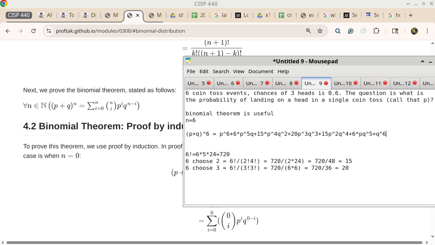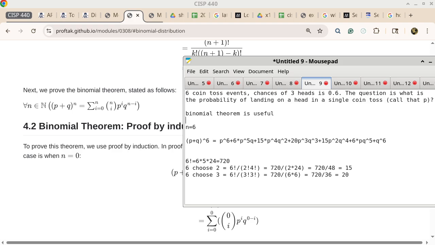Okay, so that's how p plus q to the power of 6 is going to expand. So what is p? P is what we're looking for, which is the probability of a coin landing on the head in a single toss. Okay, then what is q? What do you think q is representing? The tail, okay, the probability of landing on the tail. So now we know how the p and q are defined. P is the answer that we want. Q is 1 minus p, okay?